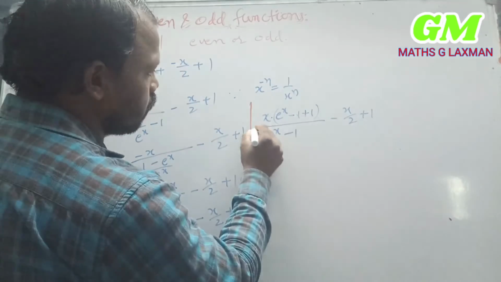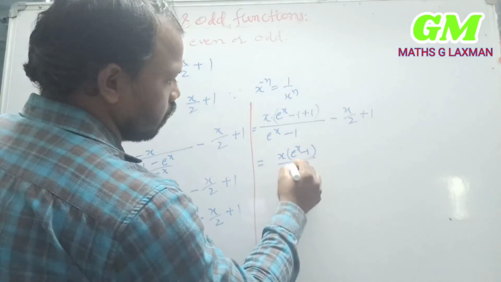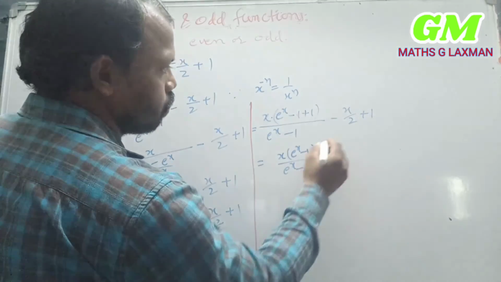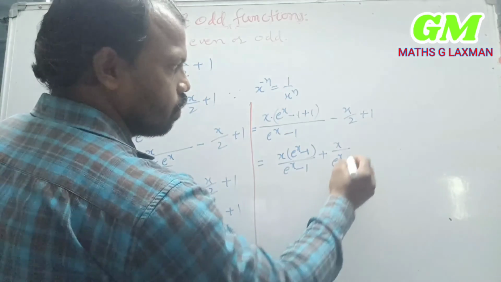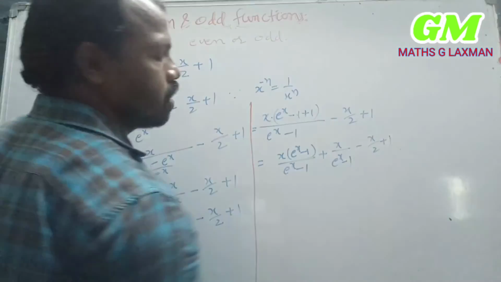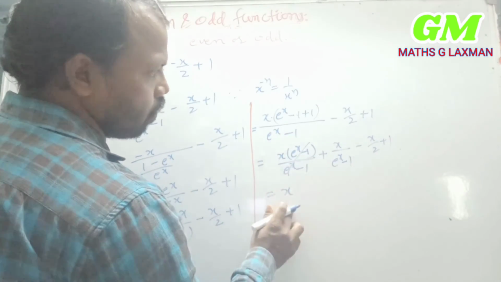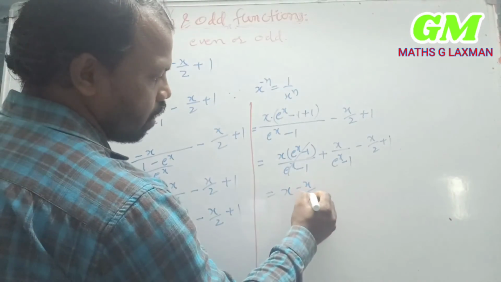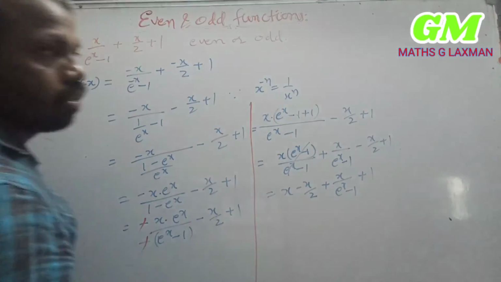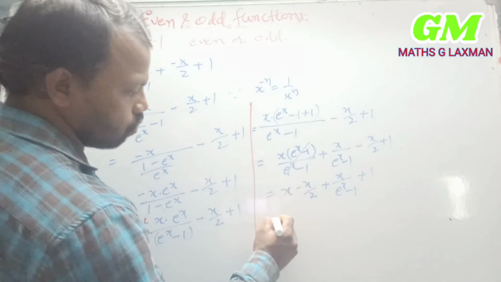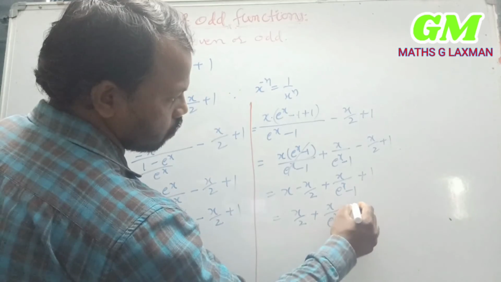So you will expand this. x into e power of x minus 1 is one part, and e power of x minus 1 plus x into 1, x by e power of x minus 1, minus of x by 2 plus 1. Okay, so now both will be cancelled. x is left over, and here minus x by 2, minus x by 2 plus x by e power of x minus 1 plus 1. So we know that x minus x by 2 gives x by 2. x by 2 plus x by e power of x minus 1 plus 1.